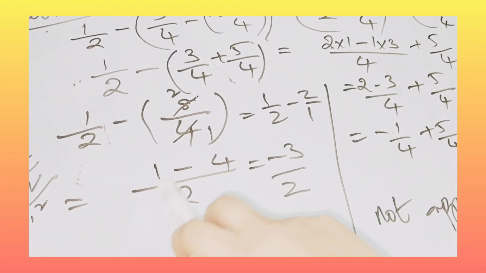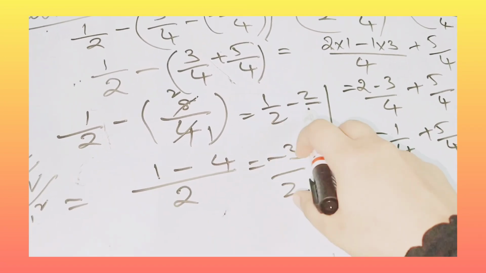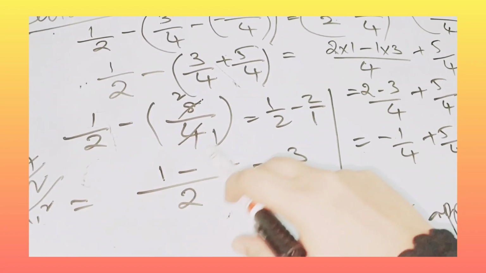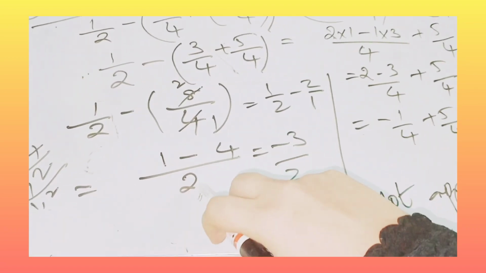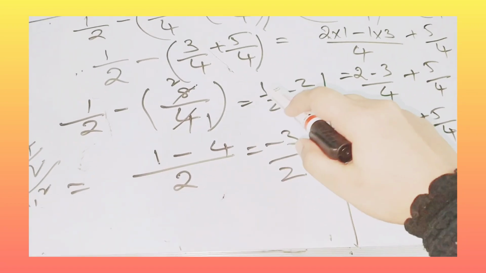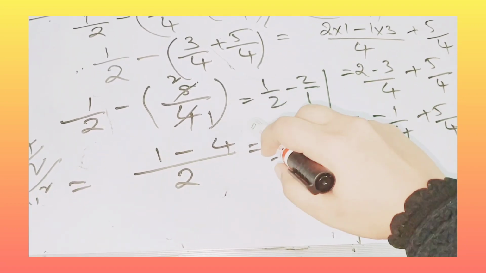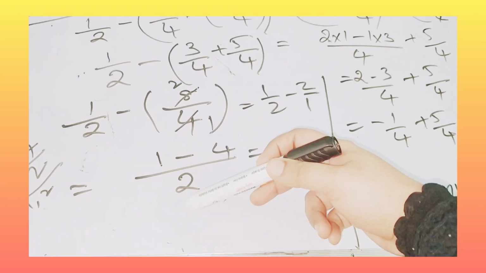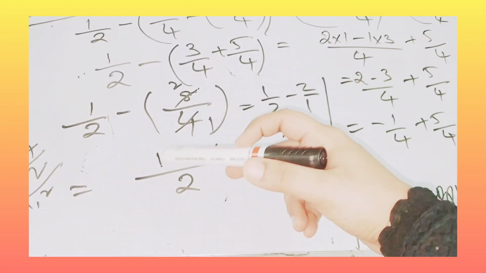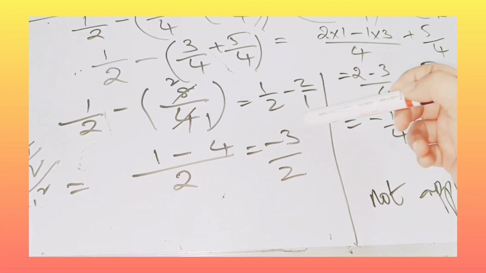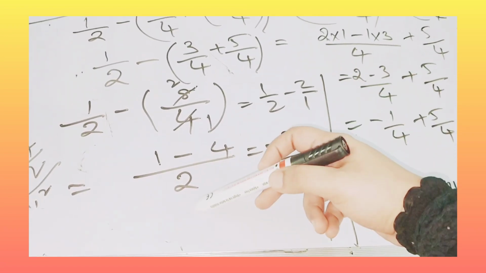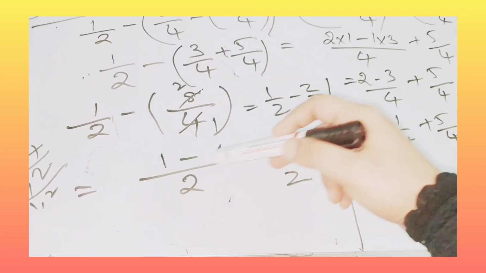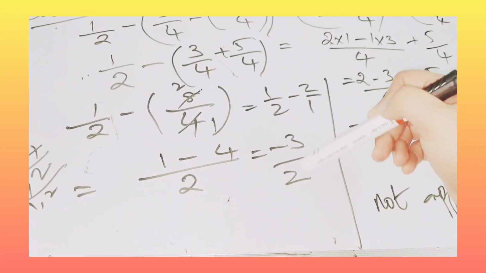Okay, now again 2, what is the LCM of 2 and 1? You can write here 2 1s are 2. Okay, now 1 minus 2, now what you have to do, you have to see how many times this 2 goes in 2 table. It goes 1 time. Okay, 1 into 1 is 1, minus again 1 2s are 2, 2 into 2 is 4, 1 minus 4 is minus 3, minus 3 by 2.